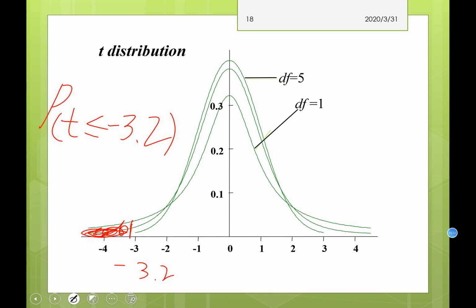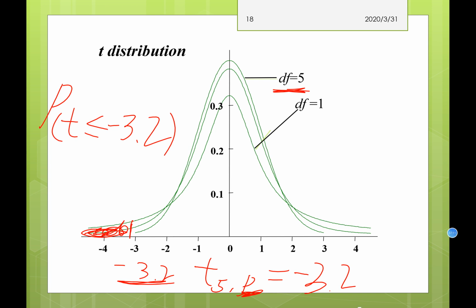So the t value, we can denote it as, for example, this is the curve of degree of freedom equals 5. So we can use this one, the probability that t with 5 degrees of freedom is less than or equal to minus 3.2. So this is the probability, or this is the area under the curve.